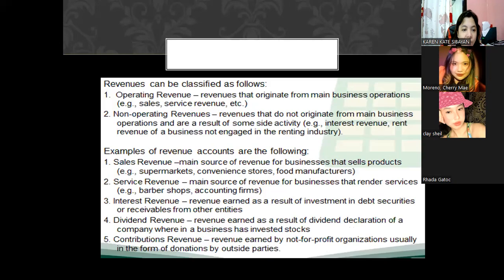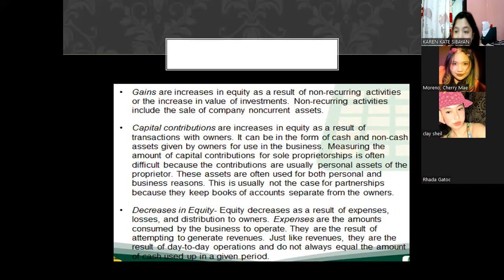So another revenue are gains. Okay. So gains are increases in equity as a result of non-recurring activities or the increase in value of investment. So non-recurring activities include the sale of company non-carry assets.